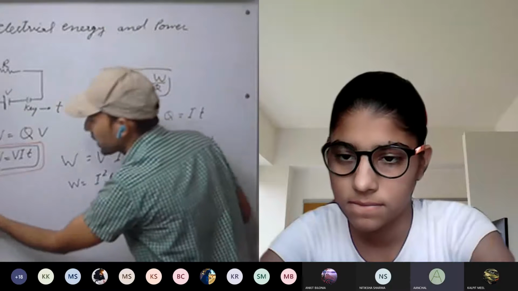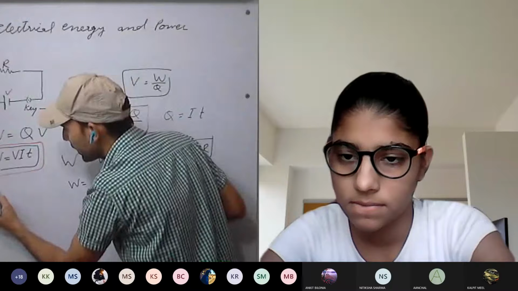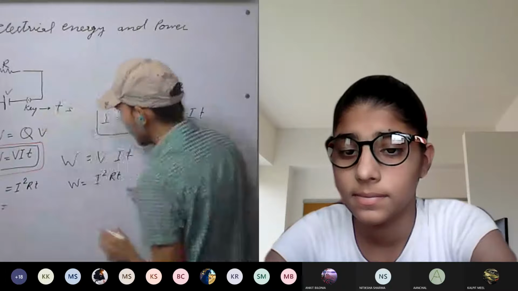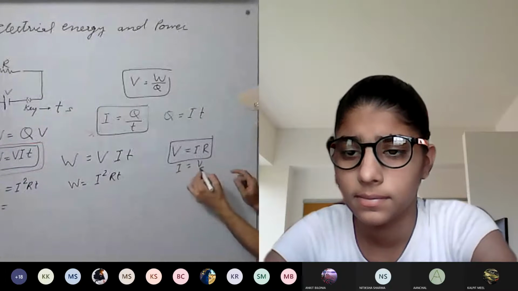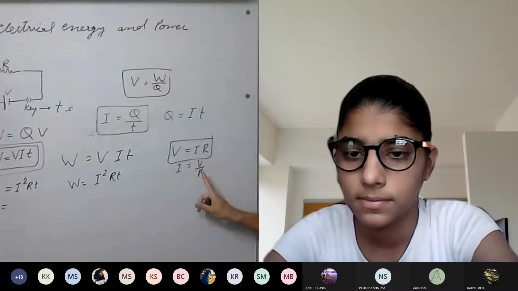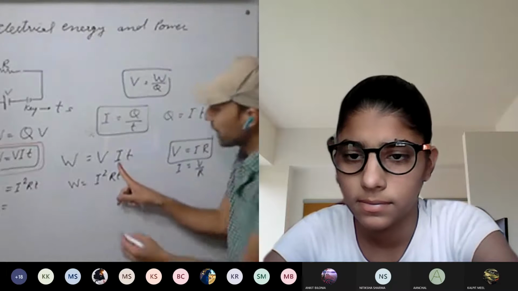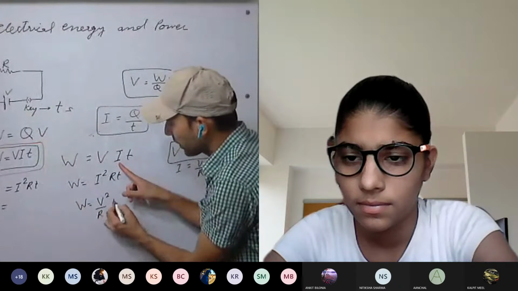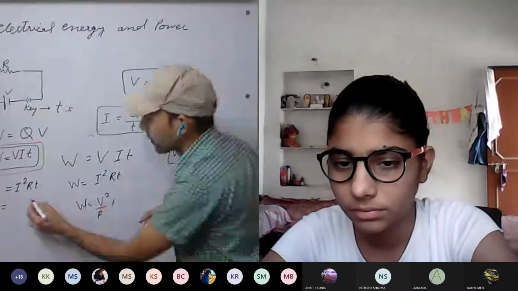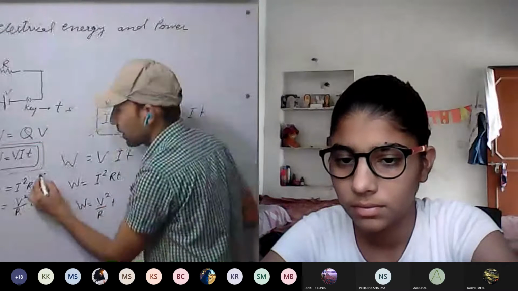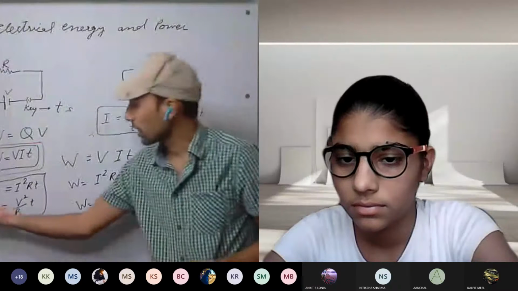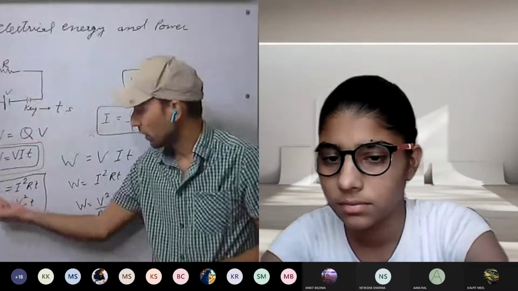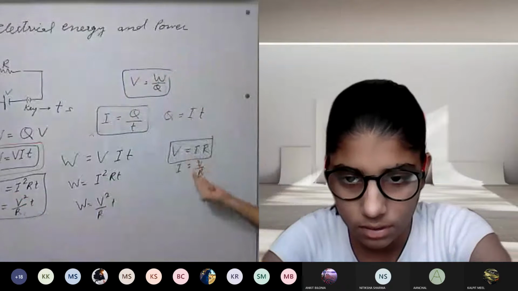I'm replacing V. So work done equal to VIT, which is equal to I square RT. If I replace I, it will be V by R. So W will be how much? V square upon RT. This is clear? So work done was VIT. We have just replaced once V, once I using Ohm's law.